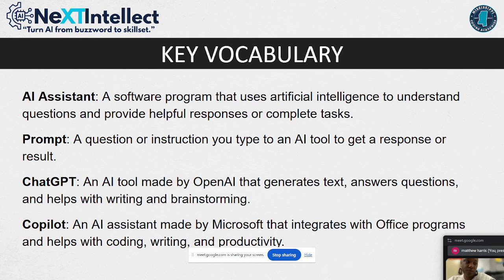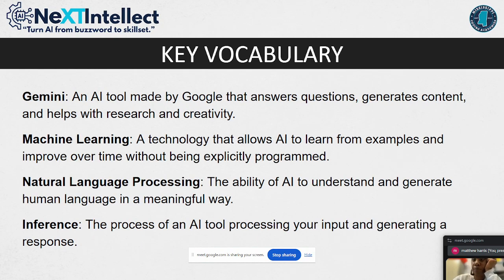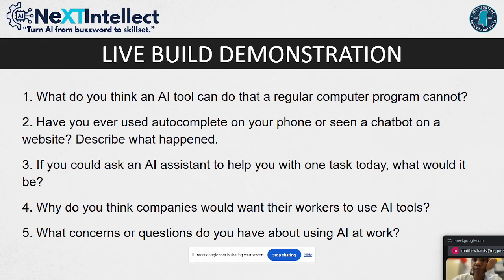Key vocabulary to go back to, and whether you want to do note cards or always referencing the slides: AI assistant, prompt, ChatGPT, Copilot, Gemini, machine learning, natural language processing, inference. That's the key vocabulary. And you could put in the chat if you aren't able to talk right now, we could look at a few of these questions.